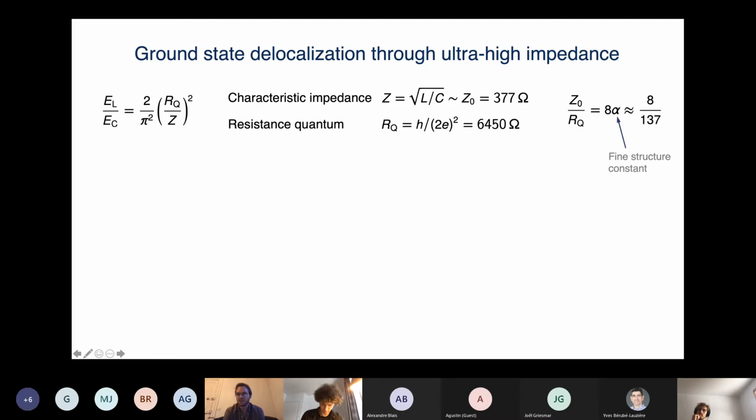And just to emphasize why there are basically two characteristic impedance scales in nature, it's basically due to the fine structure constant, or equivalently the natural scale for phase fluctuations versus charge fluctuations.